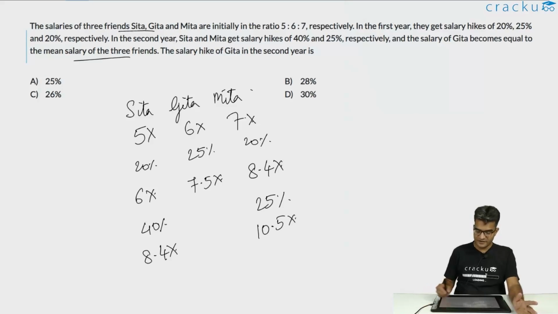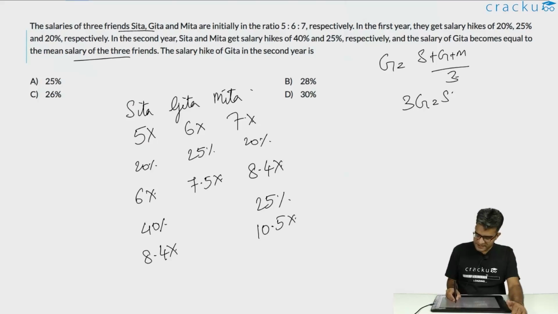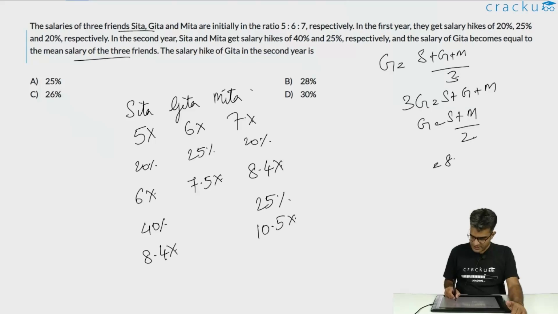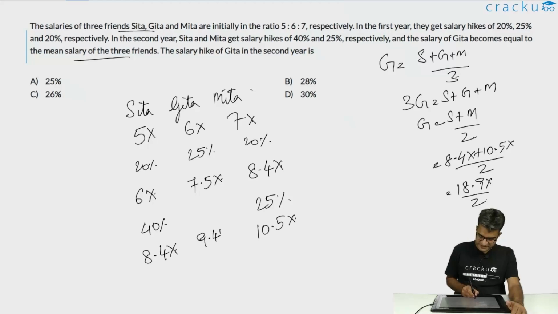So basically what we are told is Geeta is equal to S plus G plus M divided by 3, or 3G is equal to S plus G plus M, or the value of G is equal to S plus M divided by 2, which is equal to 8.4x plus 10.5x divided by 2, which is equal to 18.9x divided by 2. This is equal to 9.45x. This is the salary of Geeta.